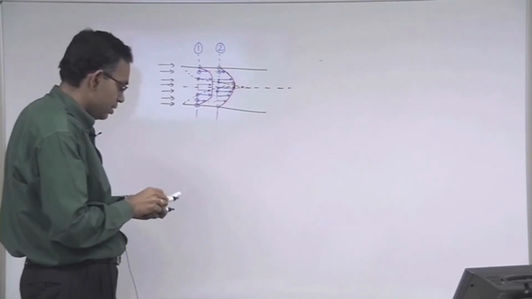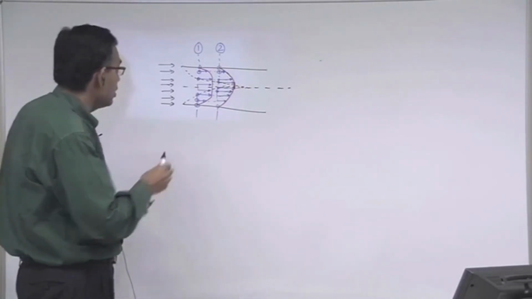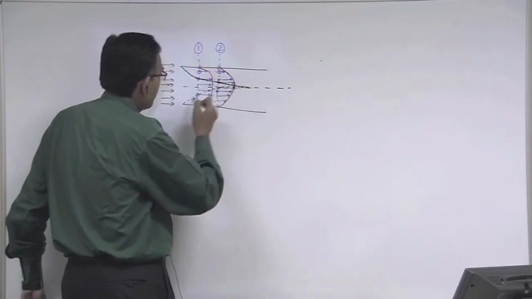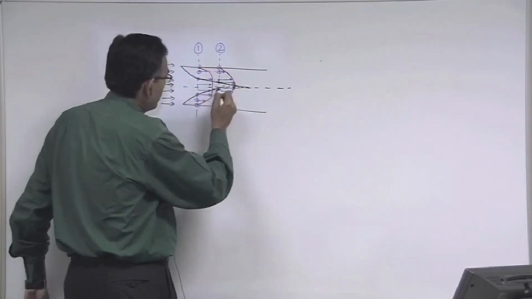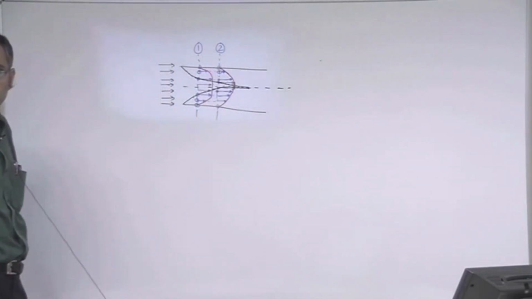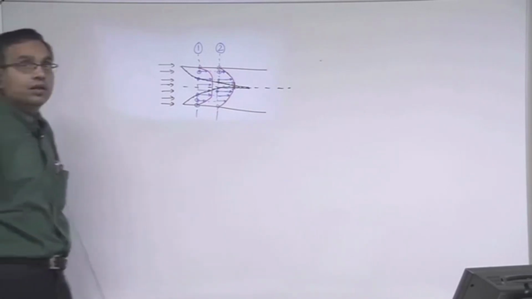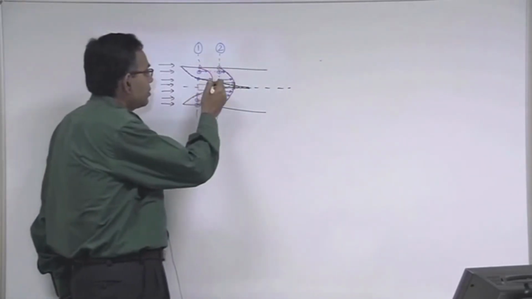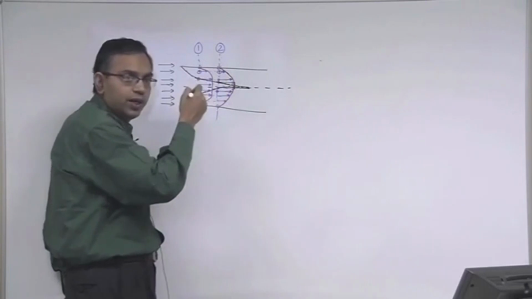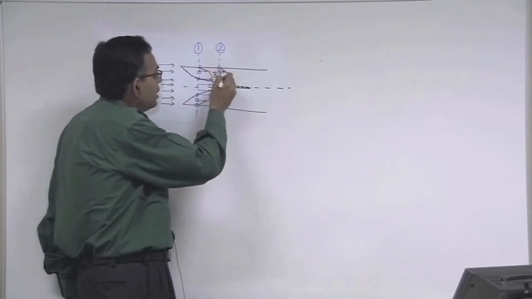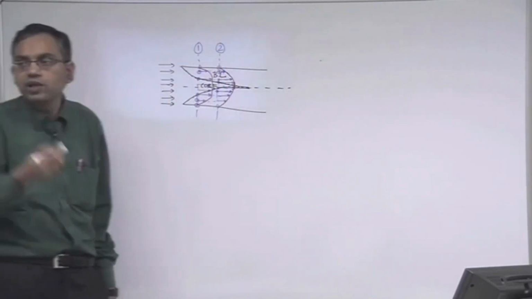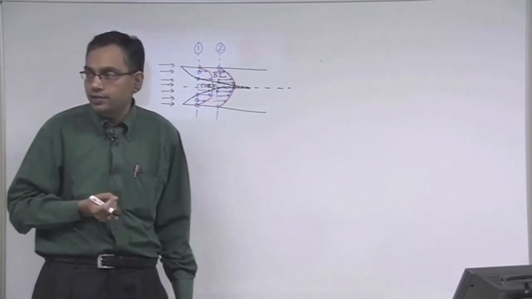Just for clarity, maybe I will draw it by a thick line instead of a dotted line. This is the demarcating line between the two layers, I mean two zones of fluid. This is the boundary layer region, this is the core region, and this line that demarcates these two regions is called the edge of the boundary layer.